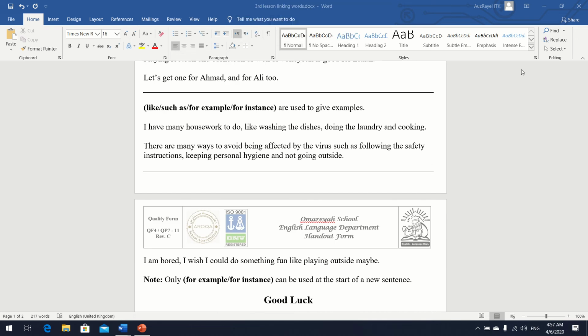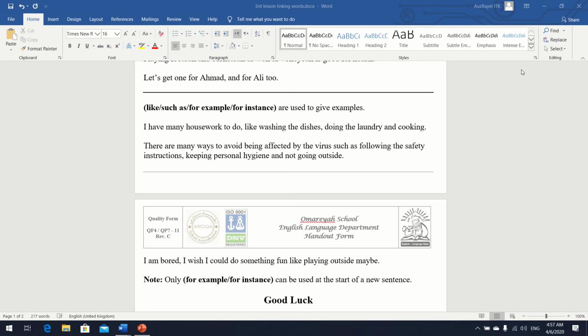Finally, we are going to the third group, which is like, such as, for example, for instance. Okay, these words and phrases are used to give examples. When you want to give an example for what you are saying, we use one of these before giving the example. For example, we can say, I have many housework tasks to do, like, here we have the word like, washing the dishes, doing the laundry, and cooking.